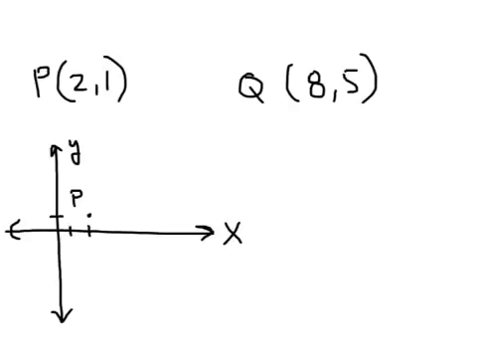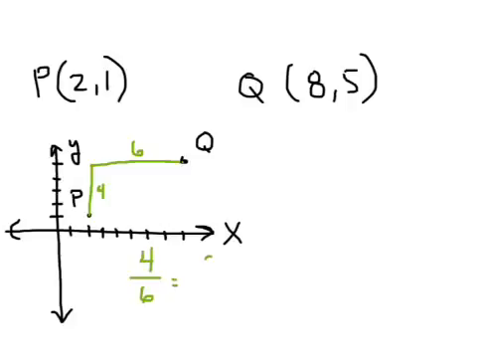So (2, 1) is letter P, and then (8, 5): 2, 3, 4, 5, 6, 7, 8, and up 1, 2, 3, 4, 5. That is letter Q. Now what you'd want to do is go, okay, from P, which is the left point, to Q, which is the right point, how would you get there? Well, you go up so far and over so far. How far up was 4, and how far over was 6. So my rise number was 4, my run number was 6. That reduces down to 2/3, and we're done.